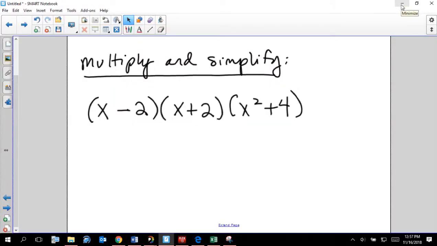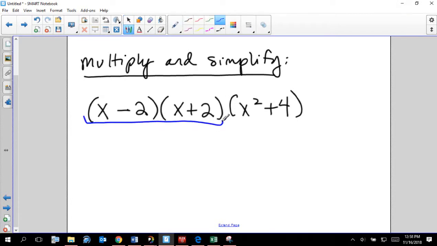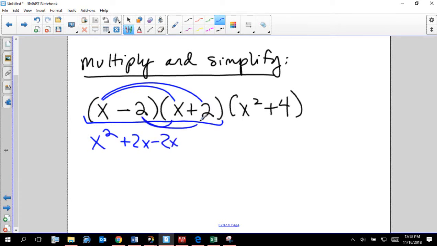All right, remember you can only multiply 2 of them at a time, so it doesn't matter which 2. I'm just going to choose those 2. There's different methods of multiplying. We could do FOIL. So I could do x times x, x times 2, negative 2 times x, negative 2 times 2. And I combine my like terms. The middle terms add up to be 0, so they cancel out.